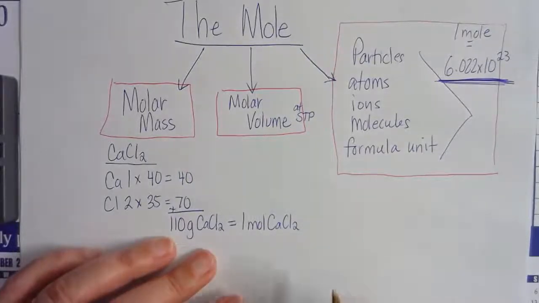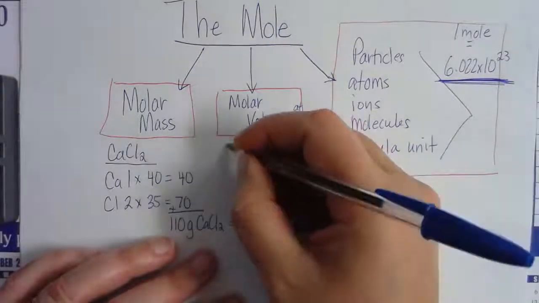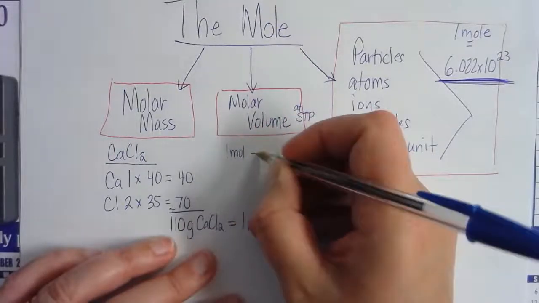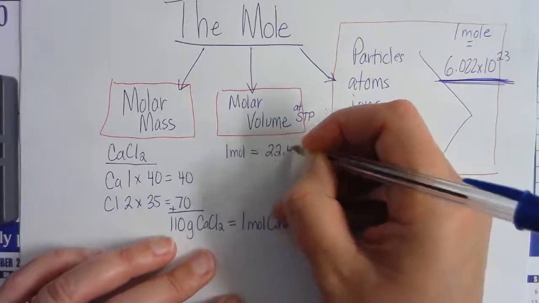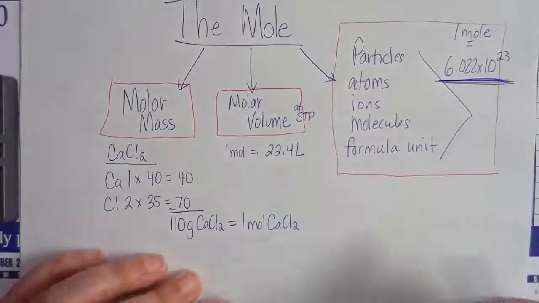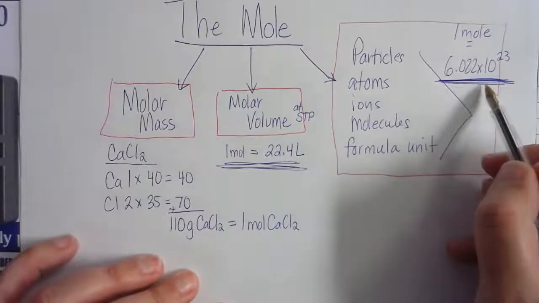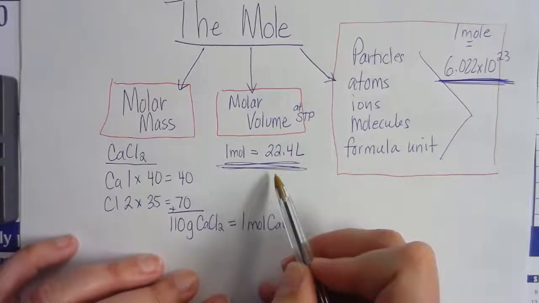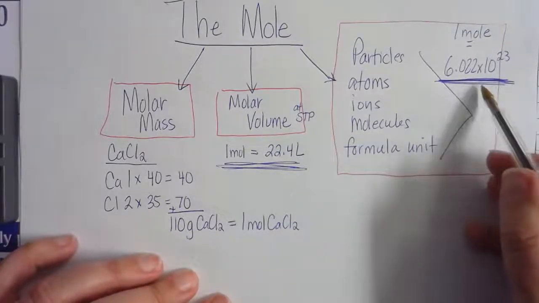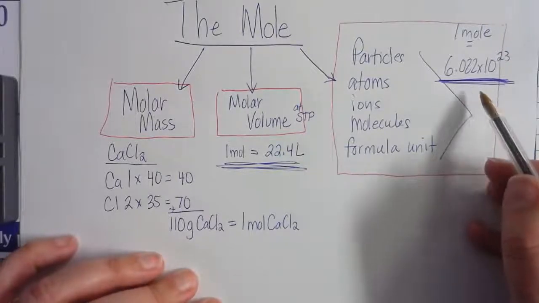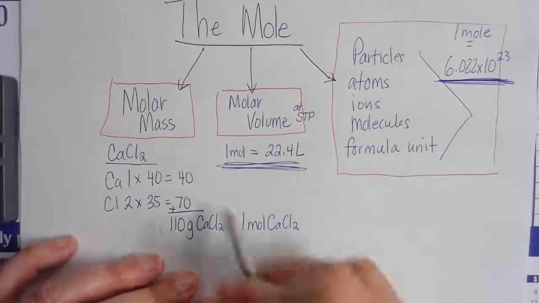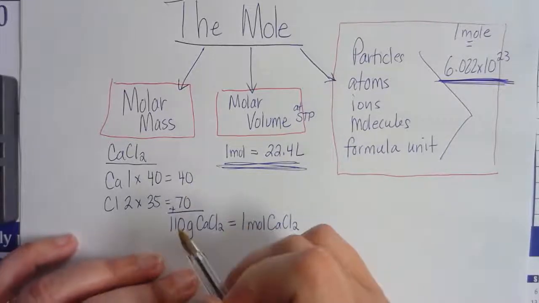So molar volume is that 1 mole of a gas is going to be 22.4 liters. Okay? And that is also not going to change, kind of like our particles never changes. So 22.4 liters never changes. It's always equal to 1 mole. 1 mole is also equal to 6.02 times 10 to the 23rd particles. And 1 mole equals however many grams the substance is based on its molar mass. Make sense?